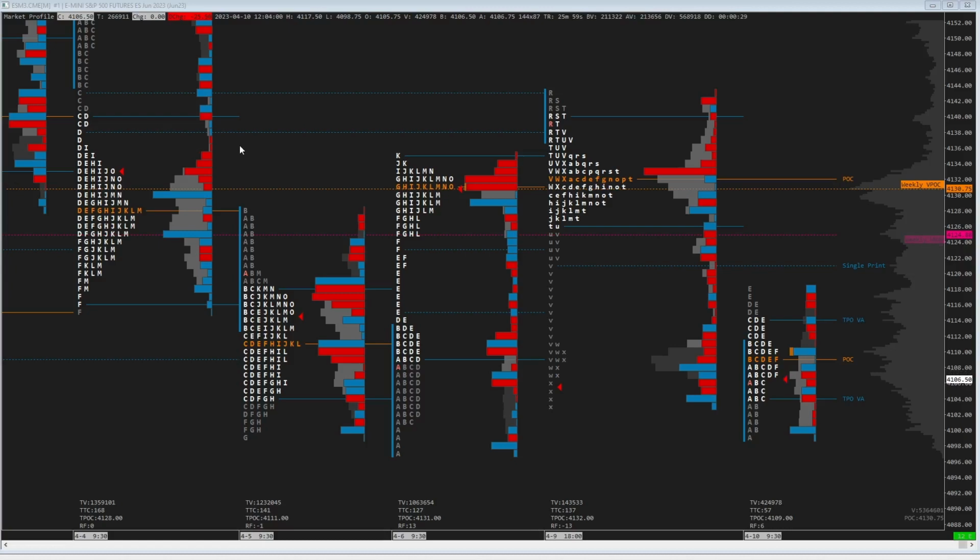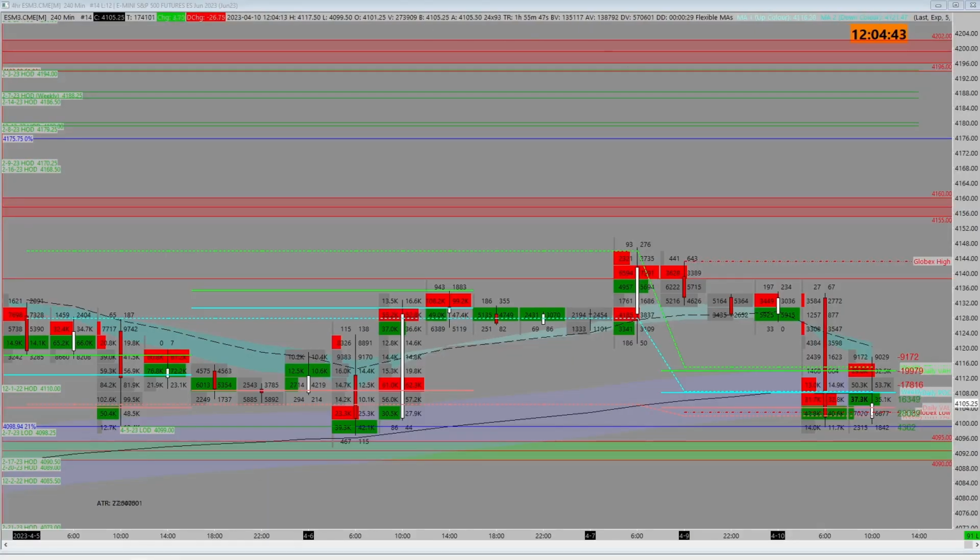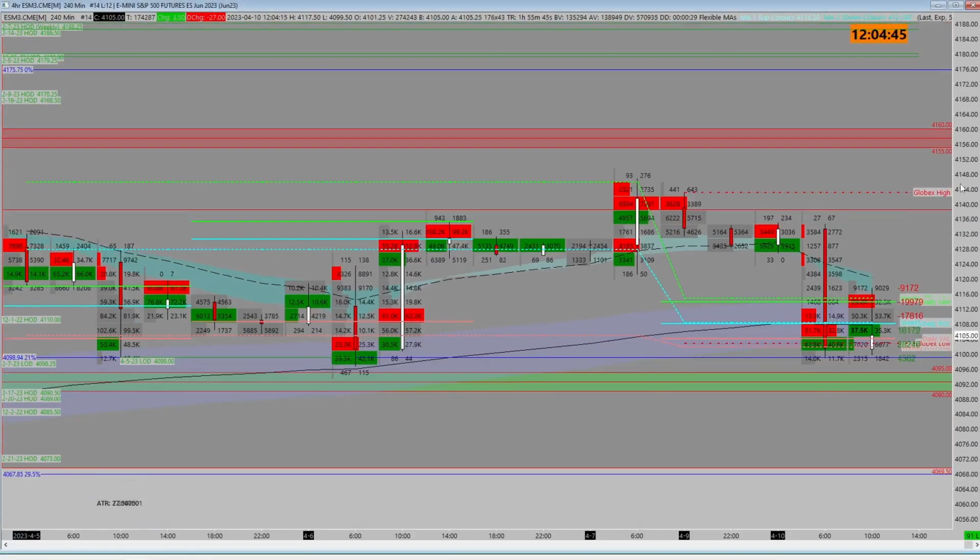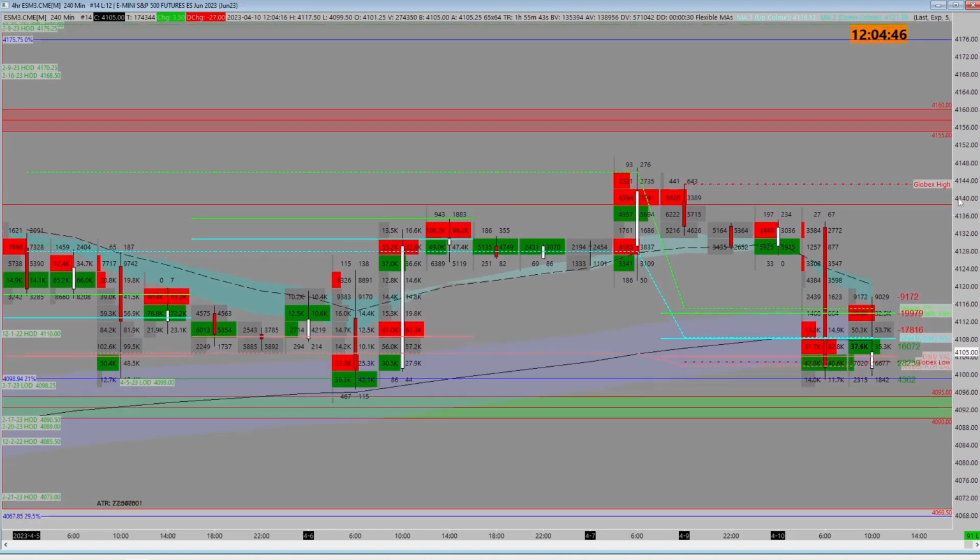So I come here, I gather what I need. I'll annotate the charts. I'll take note of where structure is, where balance is, whether we're accepting above or below it, all that fun stuff. And then I flip to what we're looking at originally, which is a footprint chart. This is how I gauge the order flow. This is how I read it in real time.